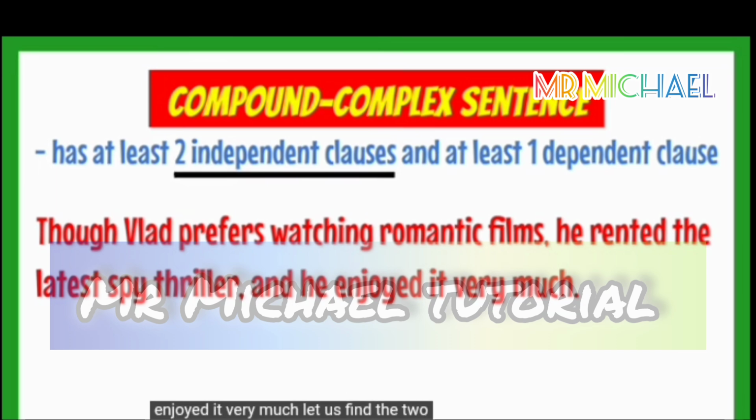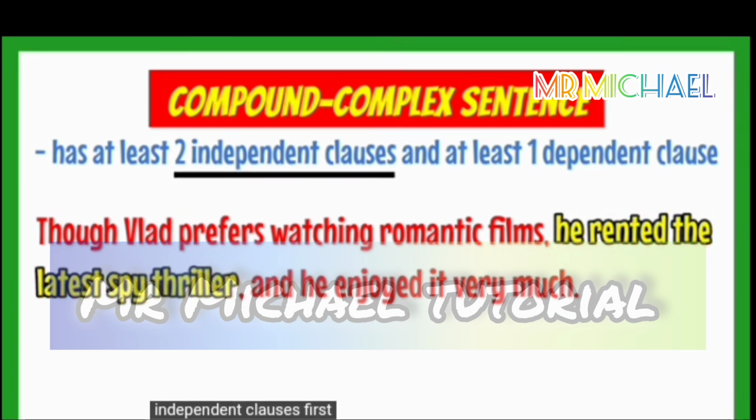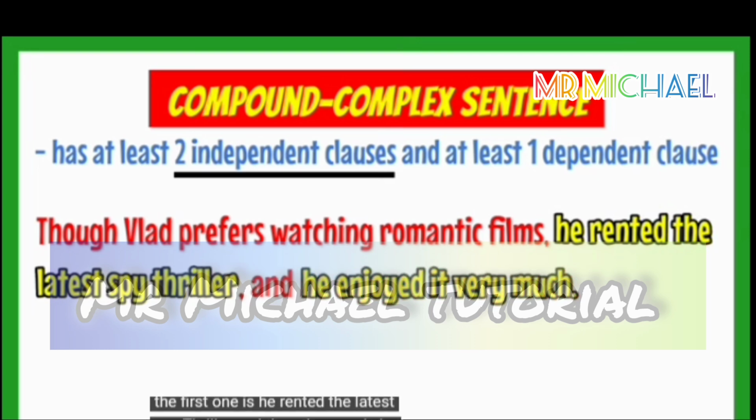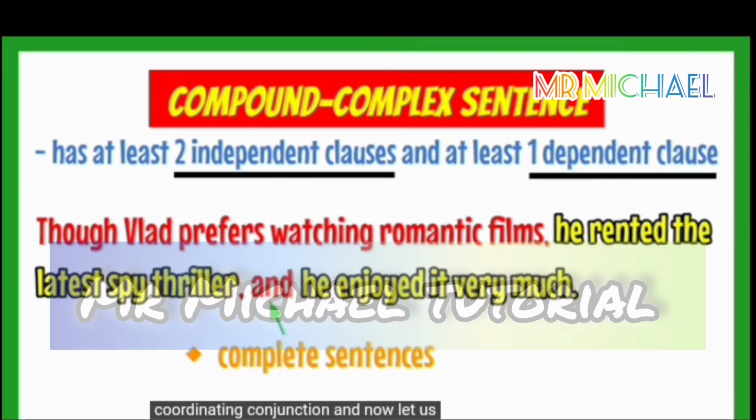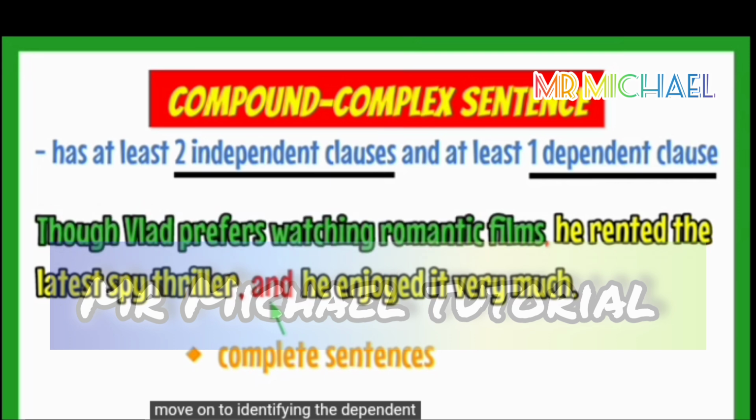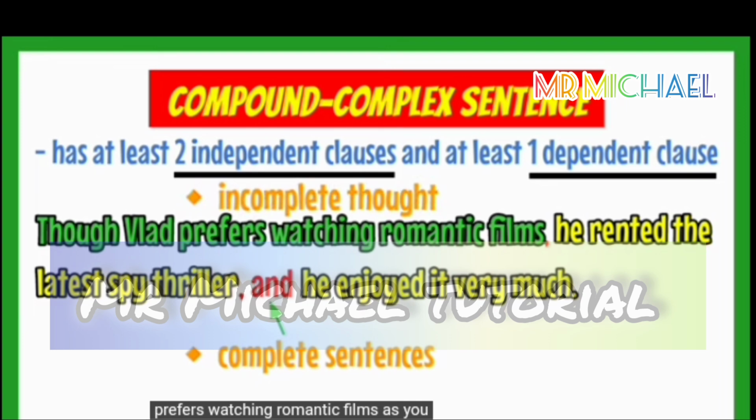Let us find the two independent clauses first. The first one is, he rented the latest spy thriller, and the other one is, he enjoyed it very much. As you can see, these clauses can stand on their own as complete sentences, and they are joined by a coordinating conjunction, and. Now let us move on to identifying the dependent clause. The dependent clause is, though Vlad prefers watching romantic films. As you can observe, it does not express a complete thought, and it is introduced by a subordinating conjunction, though.